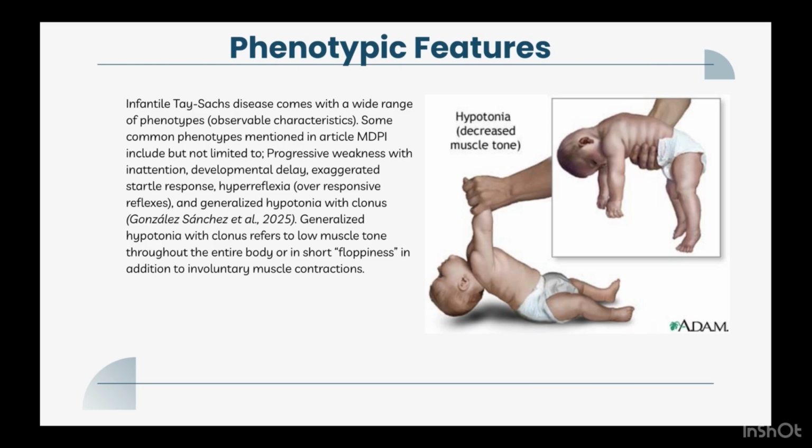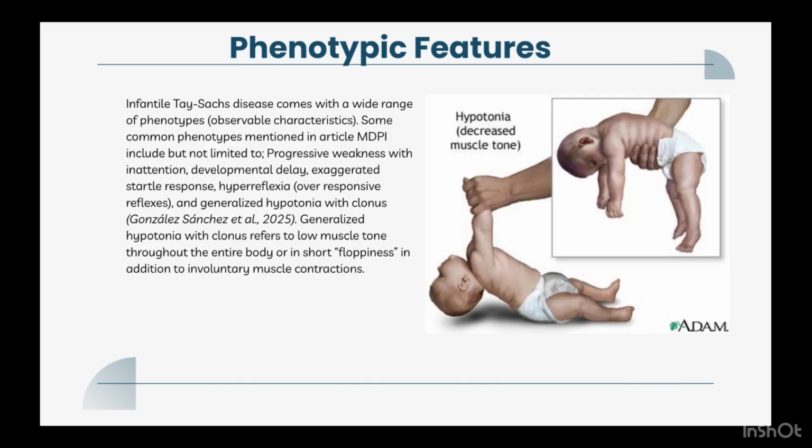Another symptom is an exaggerated startle response, where even small noises or sudden movements can cause a really strong reaction. You might also see hyperreflexia, which basically means that the baby's reflexes are more active or stronger than normal. A key term to understand is generalized hypotonia with clonus. Generalized hypotonia means low muscle tone throughout the body. So the baby can appear kind of floppy or have trouble with their movements. When these happen together, it shows how much the nervous system is affected.